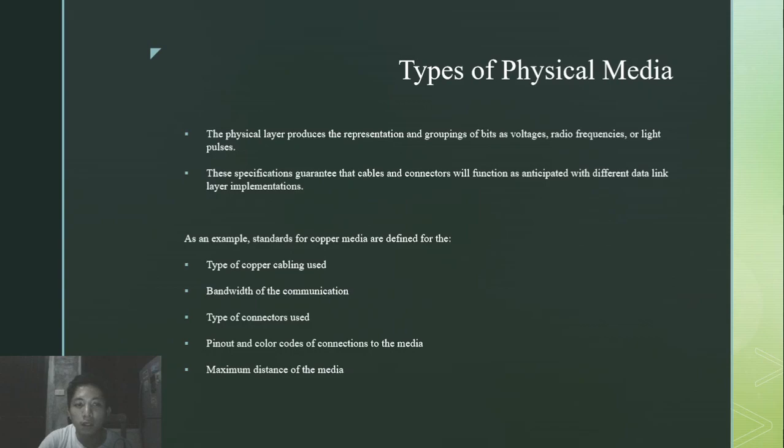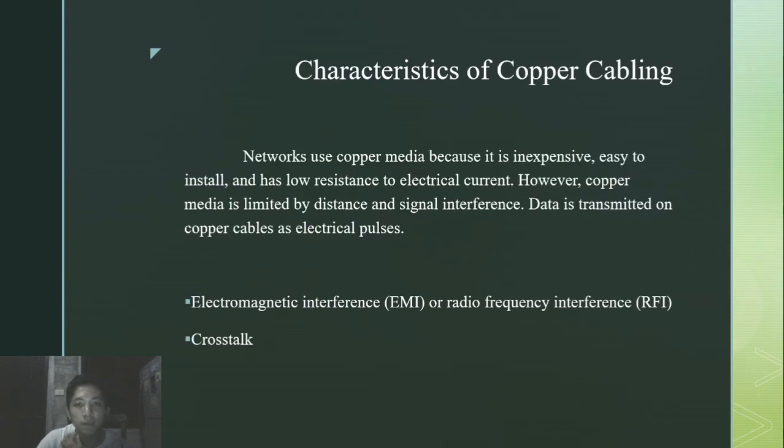Types of physical media: the physical layer produces the representation and grouping of bits as voltage, radio frequencies, or light pulses. This specification guarantees that cables and connectors will function as anticipated with different data link layer implementations. As an example, standards for copper media are defined for the type of copper cable used, bandwidth of the communication, type of connectors used, pin-out and color codes of connections to the media, and maximum distance of the media.